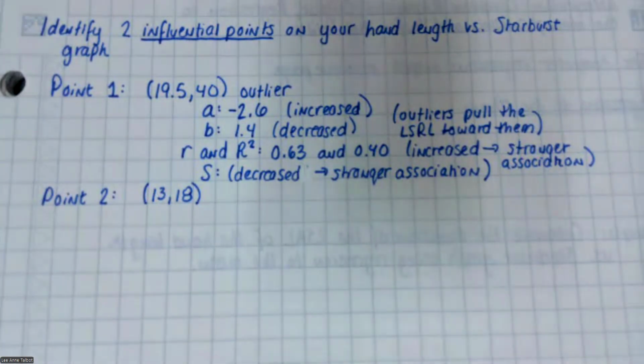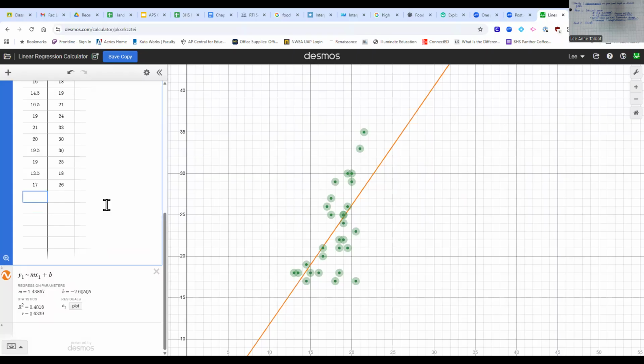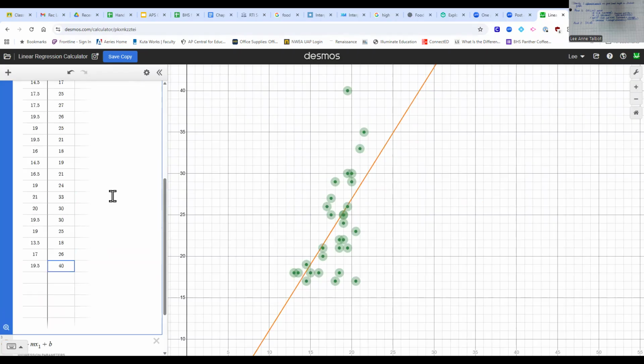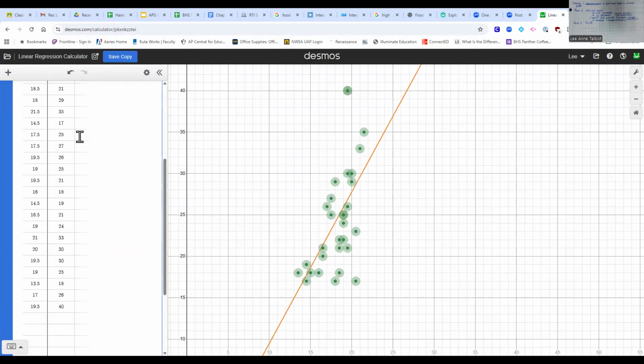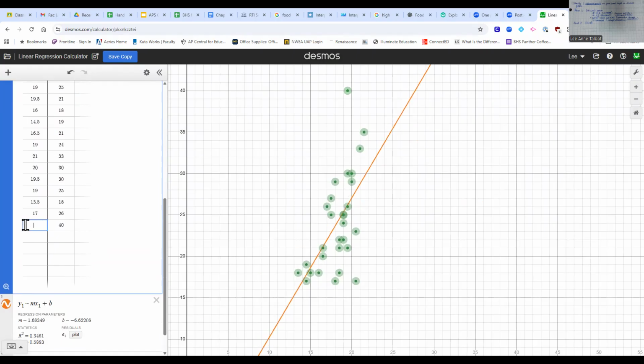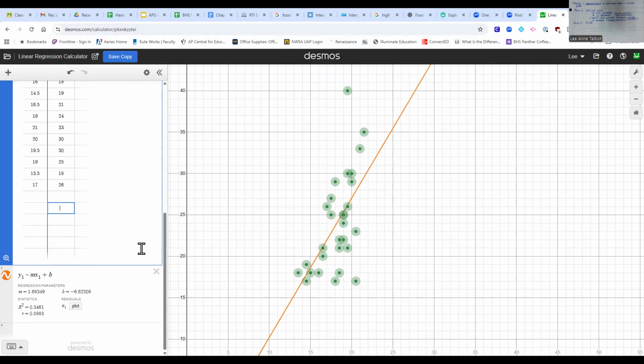Okay, now the wild card is taking out 13, 18. I don't know what's gonna happen. Okay, so I'm gonna go back in. I added Evan back. Now I'm gonna take out Mariana, but I'm gonna put Evan in that spot. Okay. So I took out Mariana.